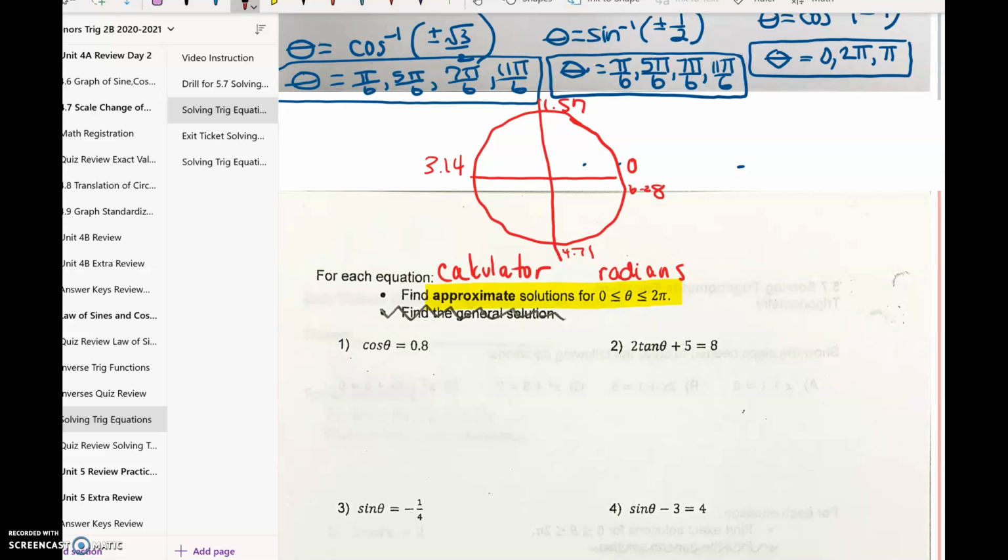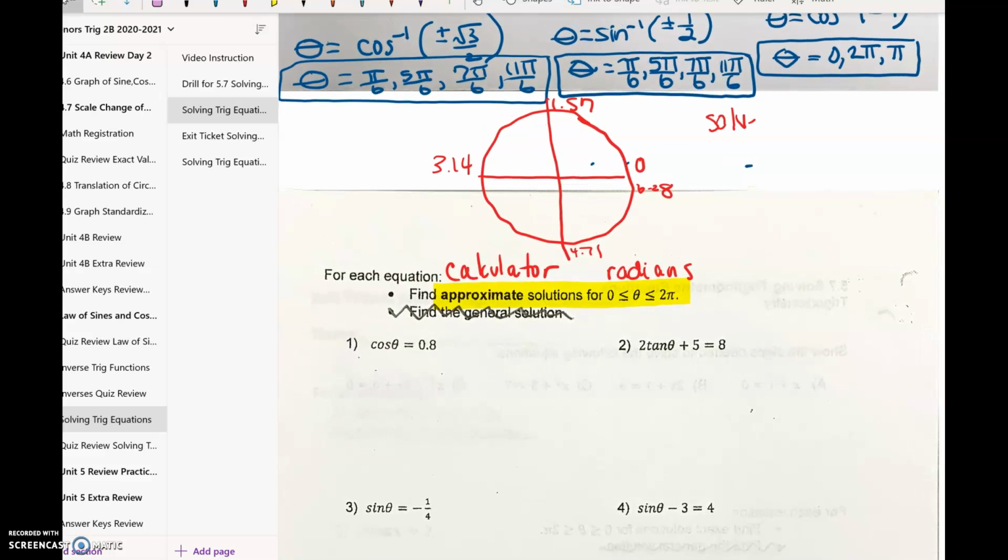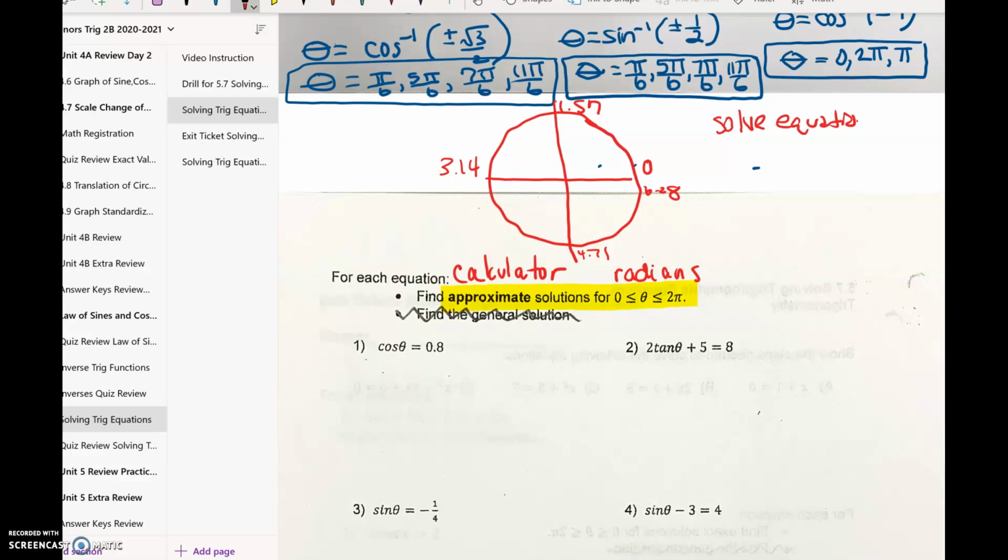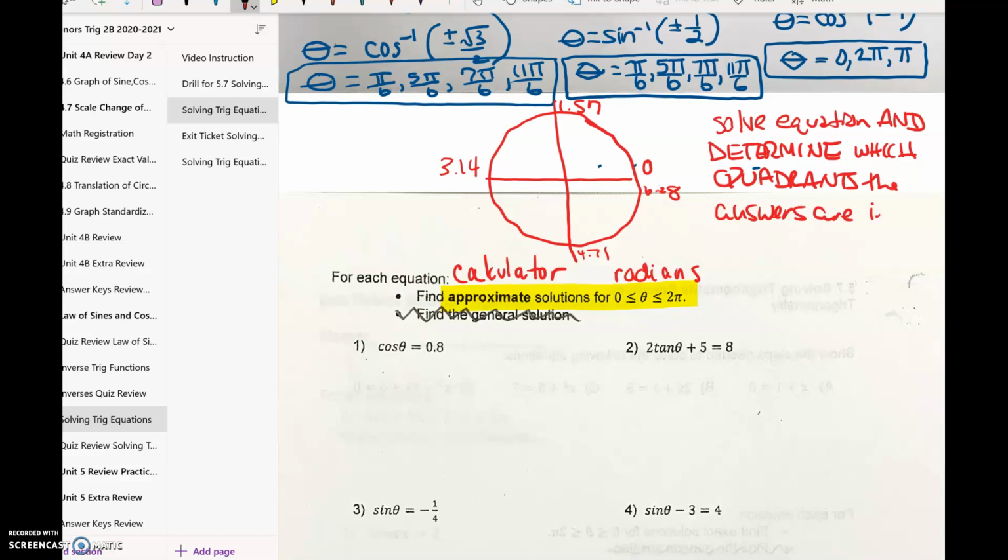Now, when we're solving these equations, what we need to do is solve the equation, and determine, this is the part that's really important, which quadrants the answers are in. Okay, so let's look at number 1. It's a one-step equation. We take the inverse of each side. And I get that theta is the inverse cosine of 0.8.